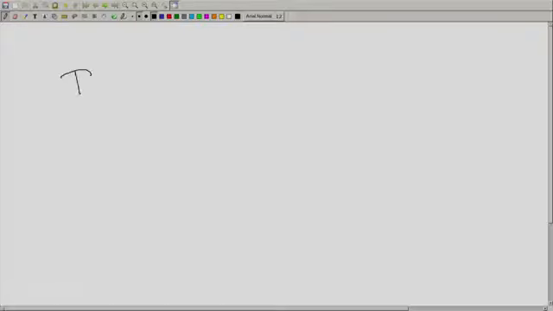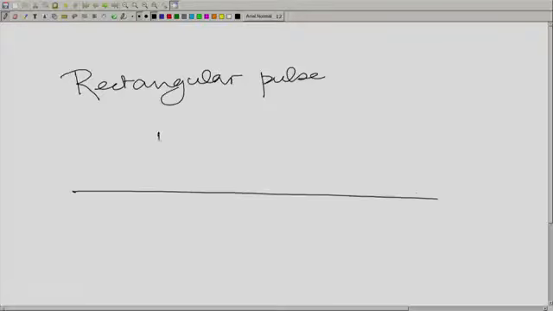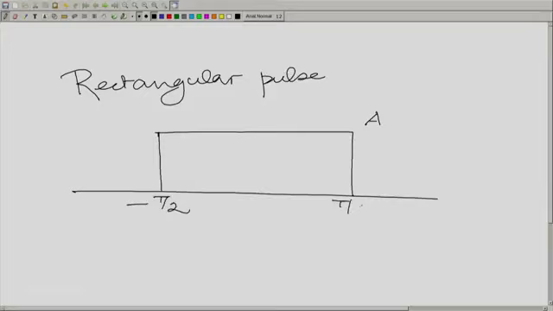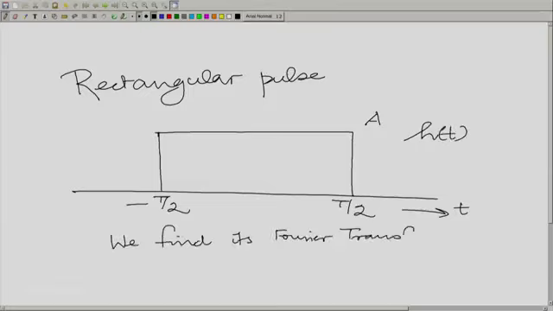So, let us take one of the most traditional functions. Let us begin with what is called the rectangular pulse. We will make the pulse symmetric. Height a going from minus T by 2 to plus T by 2 on the time axis. We call this function h of t or x of t, whatever you like. We find its Fourier transform.